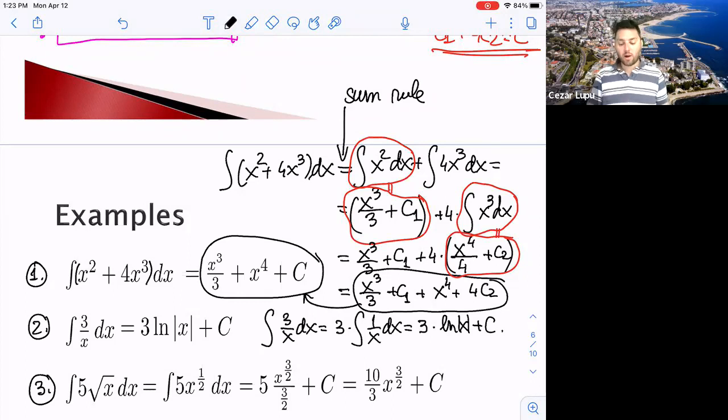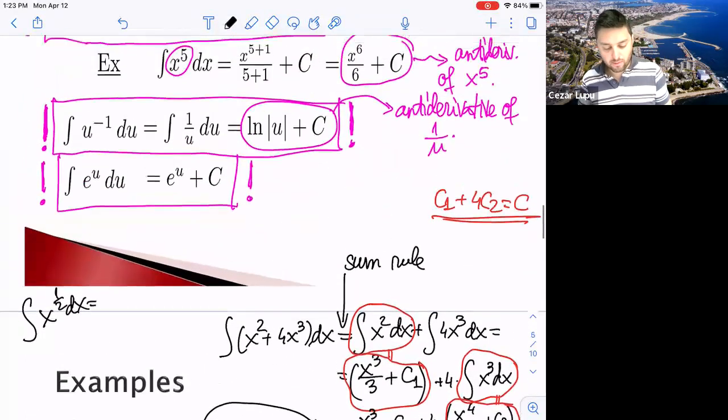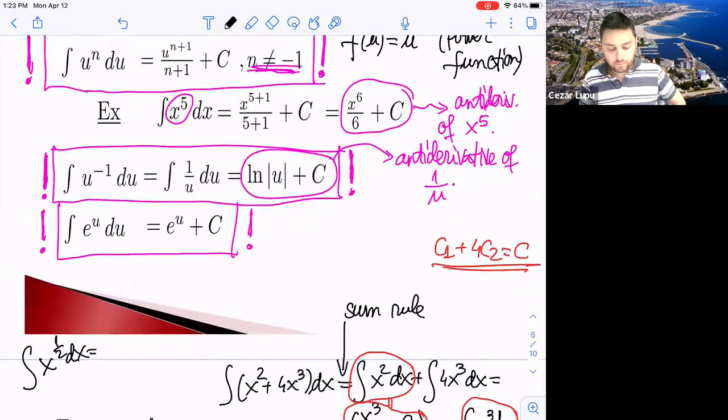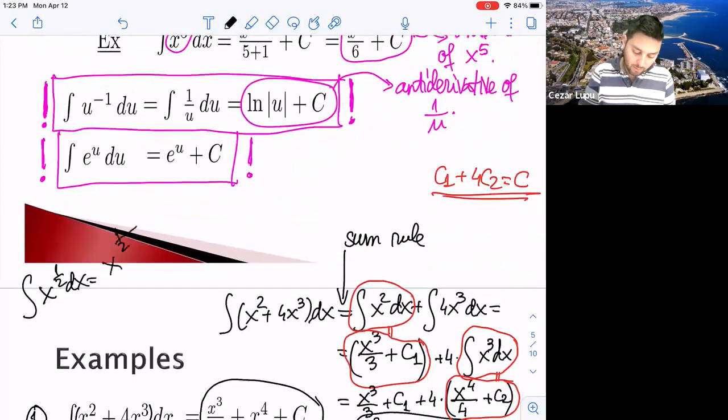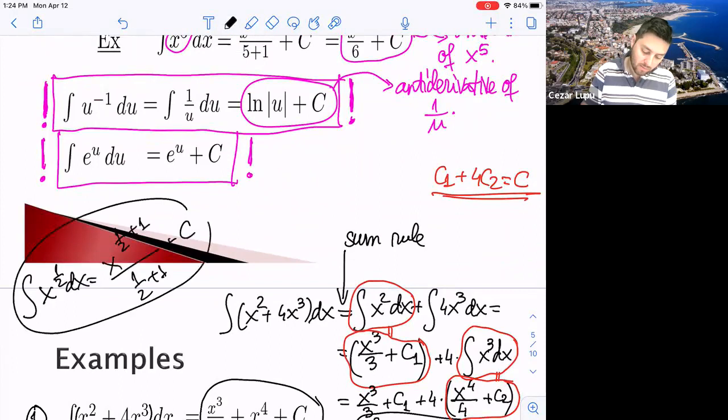No problem. I'm going to take the 5 out. So the 5 goes out here. It's a constant. And I have to deal with the integral of x to the power 1/2 dx. But how to deal with this? Let me write it here, the integral of x to the power 1/2 dx. Well, you look at this here, you see u to the power n, so in our case, n is 1/2. So it will be x to the power 1/2 plus 1 over 1/2 plus 1 plus c. That's what we need to know.